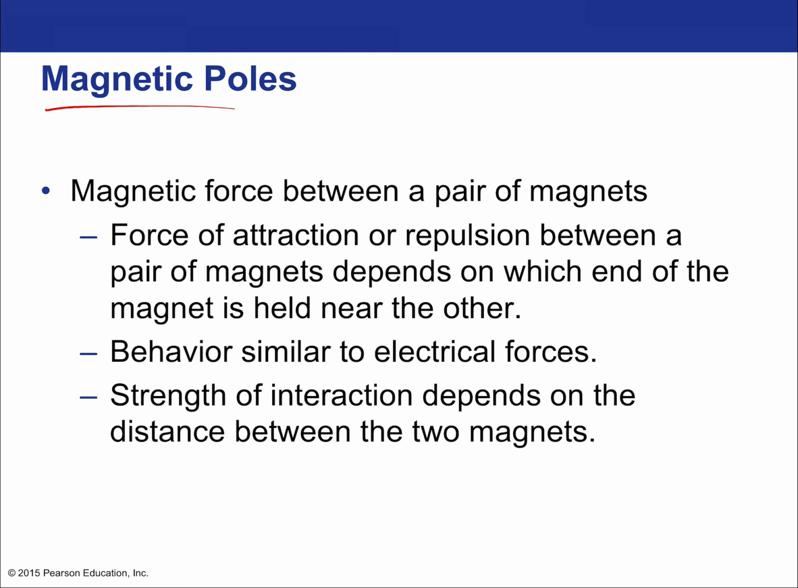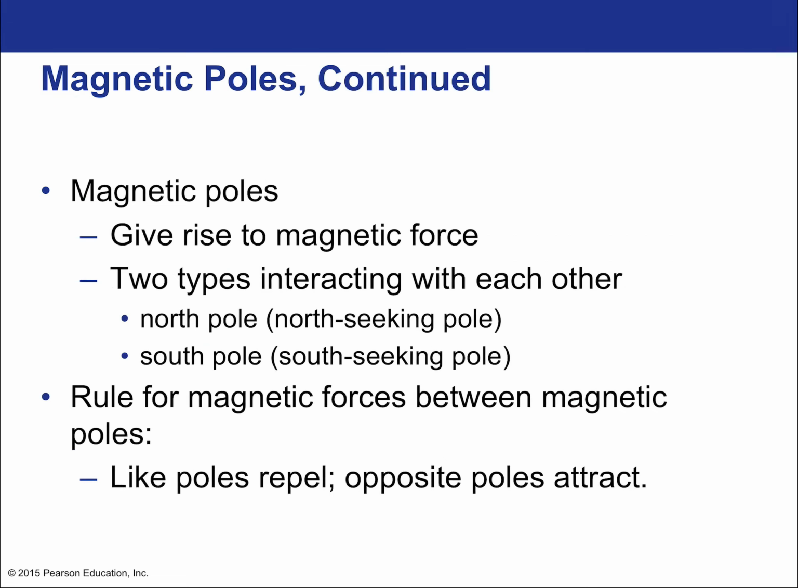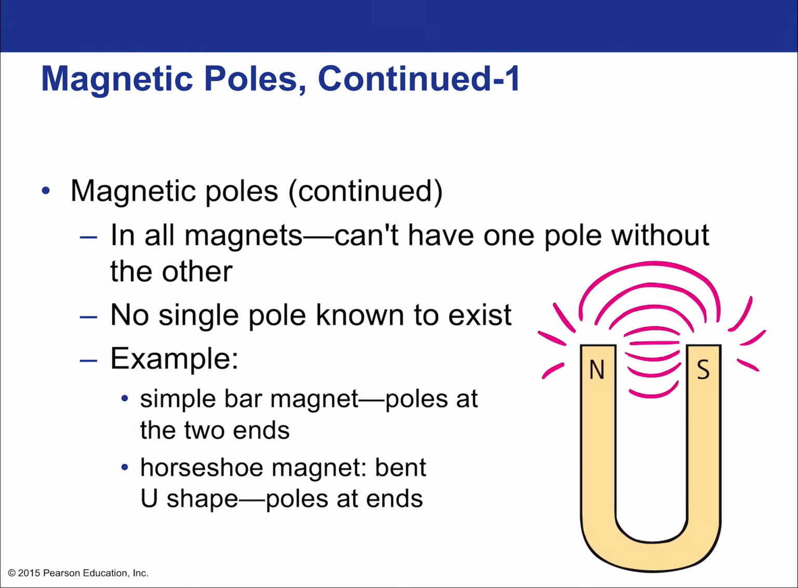Behavior is similar to electrical forces, right? Opposites attract, like poles repel, all right? And the strength of interaction depends on the distance between the two magnets, okay? So magnetic poles give rise to magnetic forces. There are 2 types of interaction: north poles, which are north-seeking poles, and south poles, which are south-seeking poles, all right? The rule for magnetic forces between magnetic poles: like poles repel, opposite poles attract, all right?